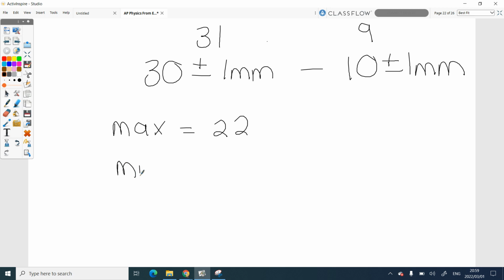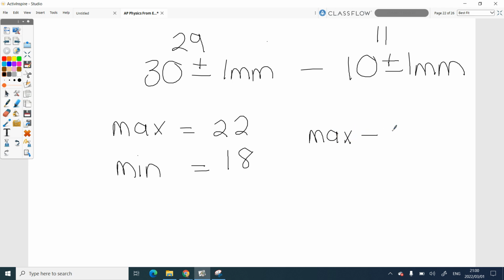And my minimum value is going to be, if this value was 29, because it's the smallest value it can be, so 29 minus the biggest value this could be will give me my smallest answer. So you need to think about your answer a little bit logically as well when you're doing this method. So this is going to be 11. So 29 minus 11 is then going to give you 18. So that's the smallest this answer could be. Now, if you add those up and you just say your maximum value minus your minimum value, and you divide that by 2, it will also give you your uncertainty.